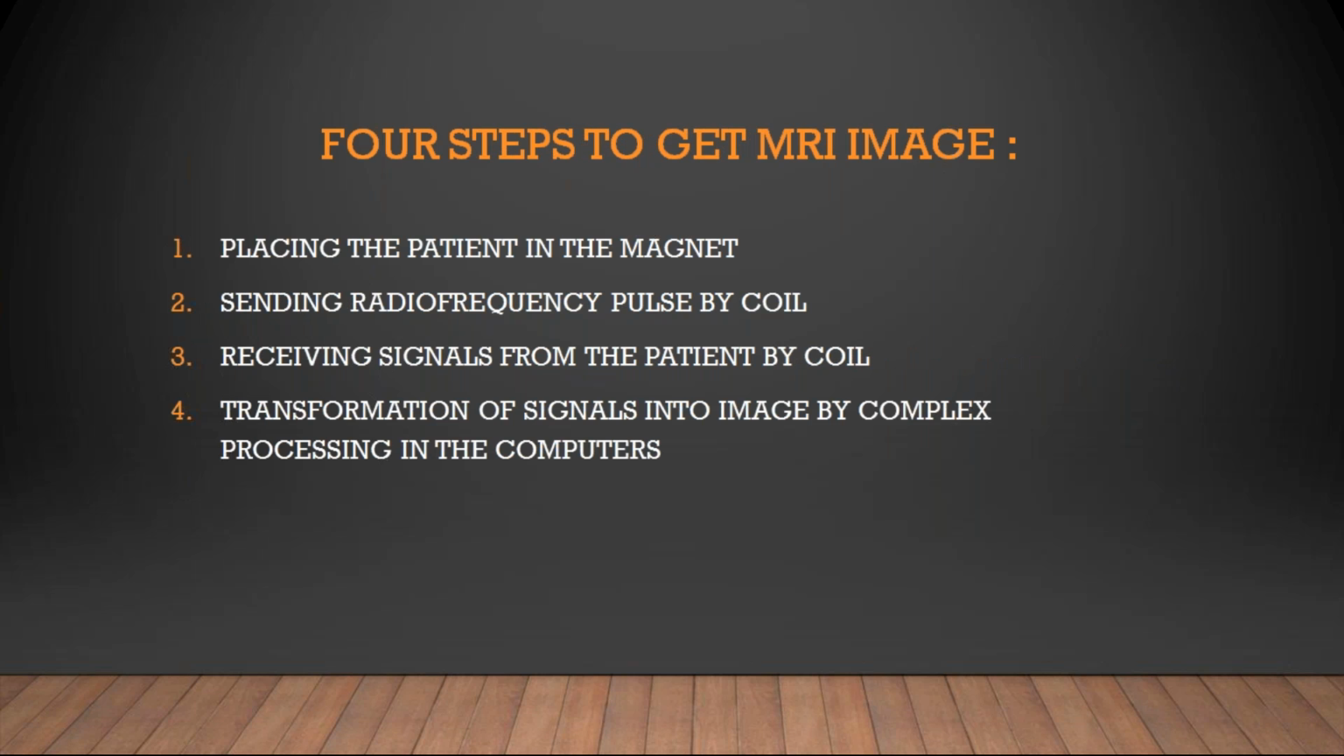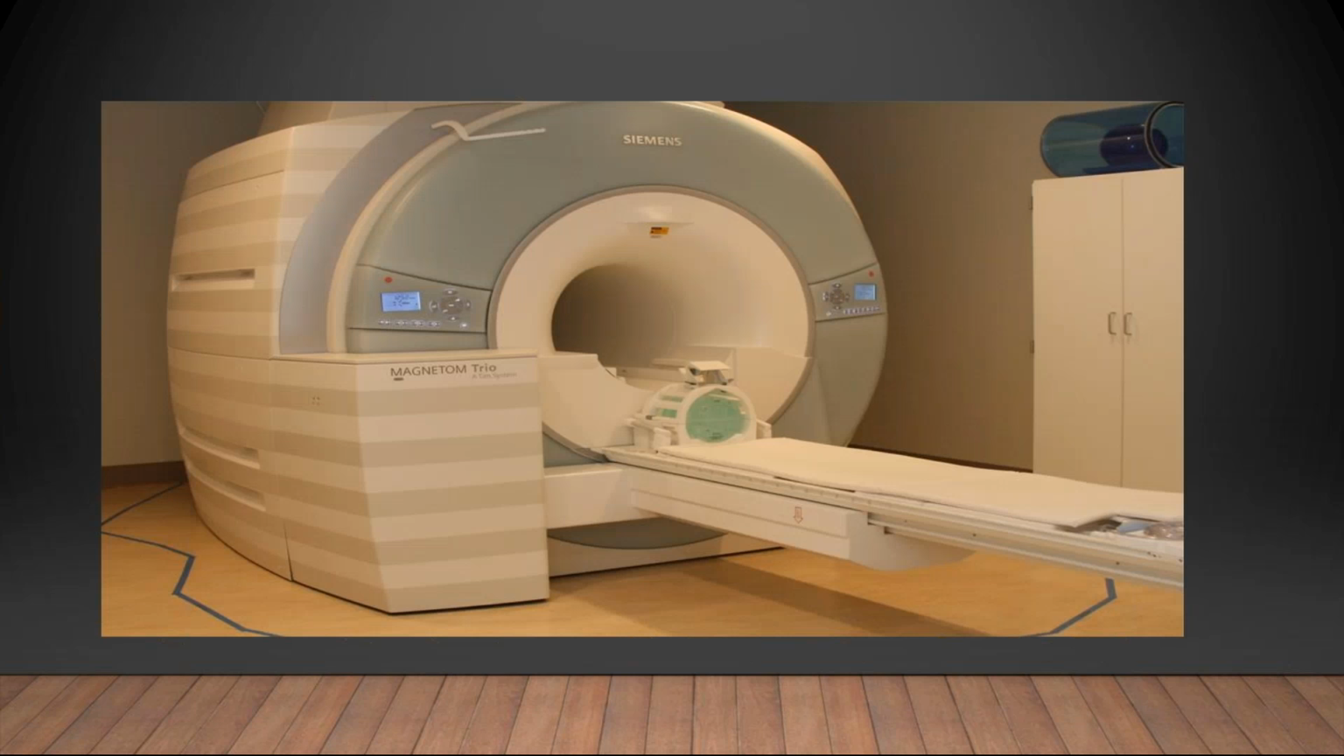What are the 4 steps to get MR imaging? To get a good quality MR image, place the patient in the magnet, and there will be a radio frequency coil through which we will send the radio frequency pulse, and we will receive the signals from the patient by the same radio frequency coil, and these received signals are transferred to the computers, and they are converted into an image by complex processing in the computers.